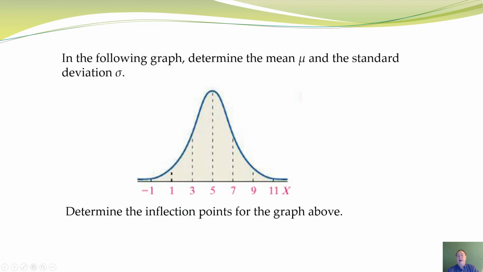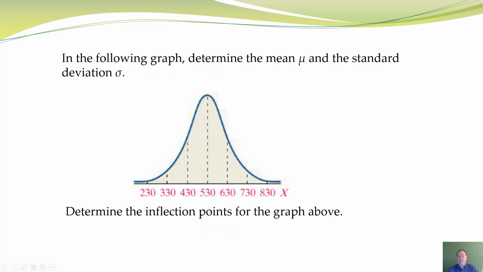Now, in the following graph, determine the mean mu and the standard deviation sigma. Okay, so if I look at this graph, what would the mean be? Well, the mean would be 5, and the standard deviation would be 2, because I'm going 5 to 7, 5 to 3. I'm going by 2s. Okay, the inflection points for the graph. The inflection points would be 3 and 7, 1 standard deviation from the mean.